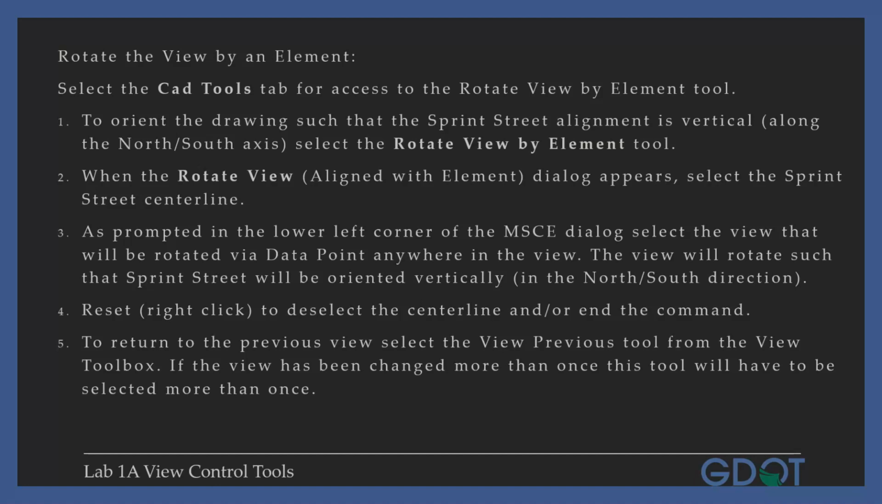To orient the drawing such that the Sprint Street alignment is vertical along the north-south axis, select the Rotate View by Element tool. When the Rotate View Aligned with Element dialog appears, select the Sprint Street centerline. As prompted in the lower left corner MicroStation Connect Edition dialog, select the view that will be rotated by a data point anywhere in the view. The view will rotate such that Sprint Street will be oriented vertically in the north-south direction. Reset, right-click to deselect the centerline and/or end the command.